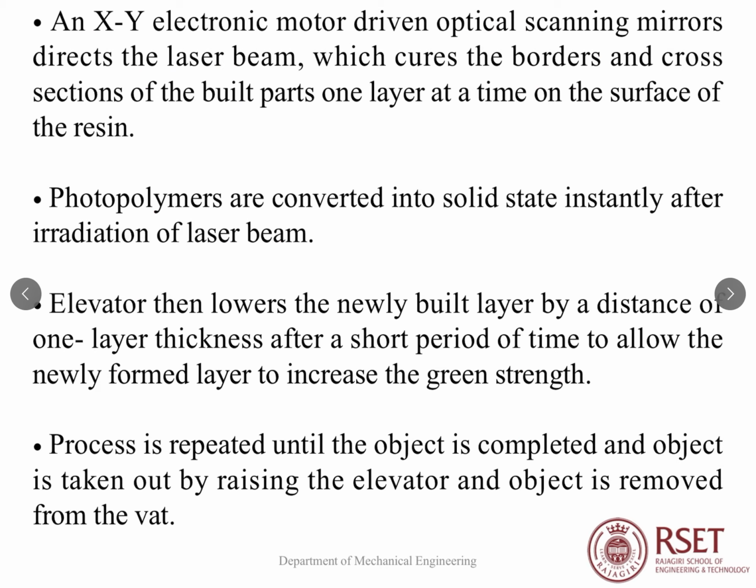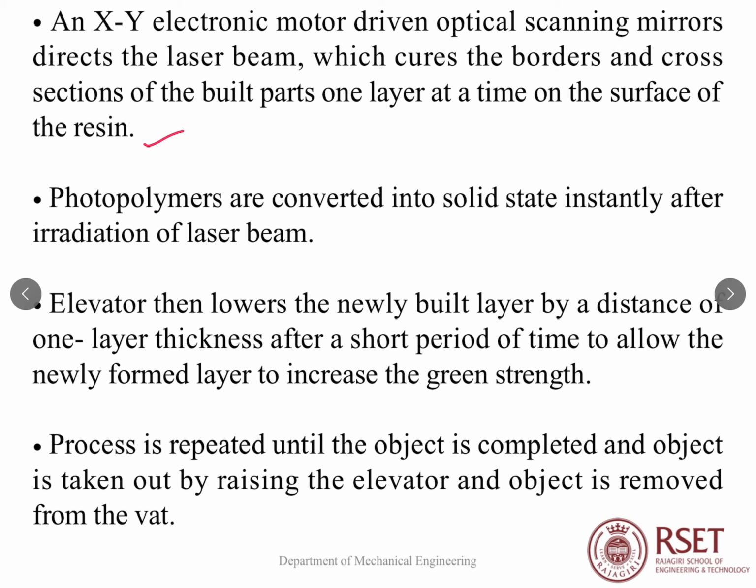In an SLA machine, electronic motor-driven optical scanning mirrors direct the laser beam, which traces the borders and cross section of the built part one layer at a time on the surface of the resin. Photopolymers are converted into solid state instantly, after irradiation by the laser beam.